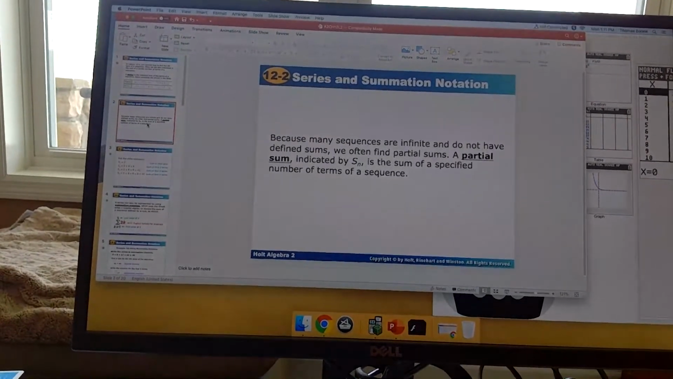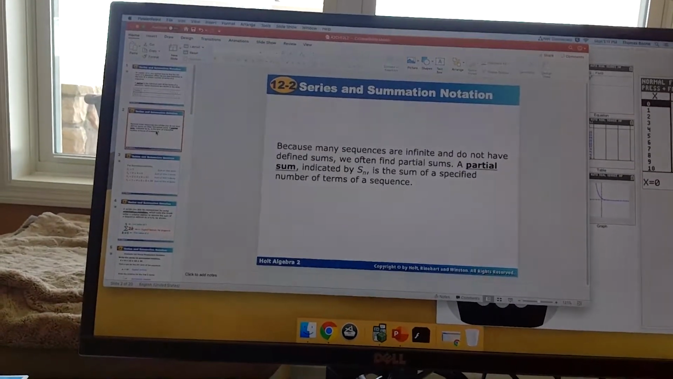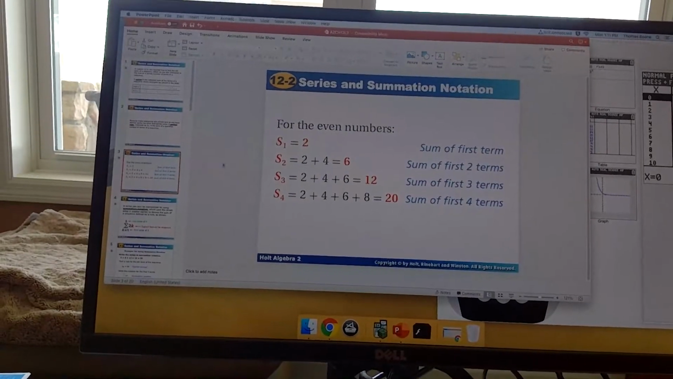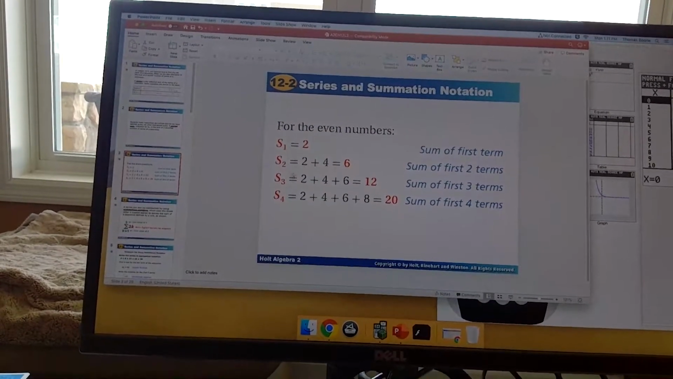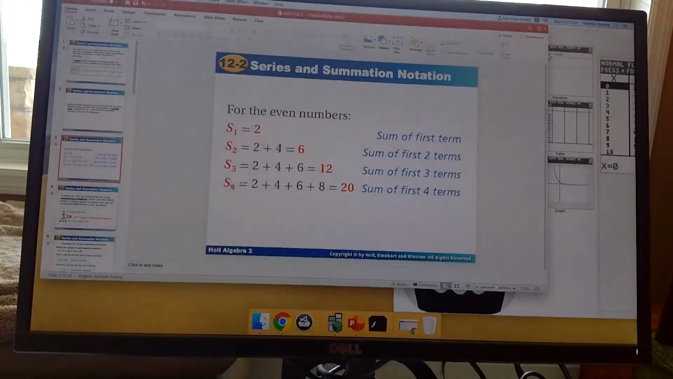sum with the subscript. So again, the subscript will tell you how many terms that we want to take. So like if we want the first term, if we want the sum of the first two, sum of the first three, that's kind of how we indicate that with an S, meaning that we want the sum.